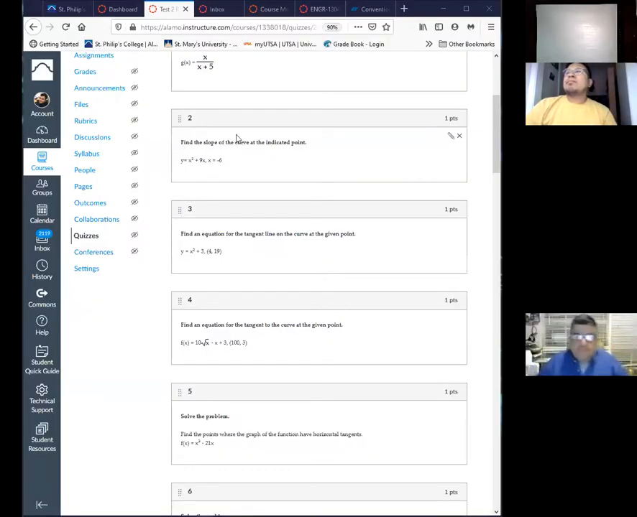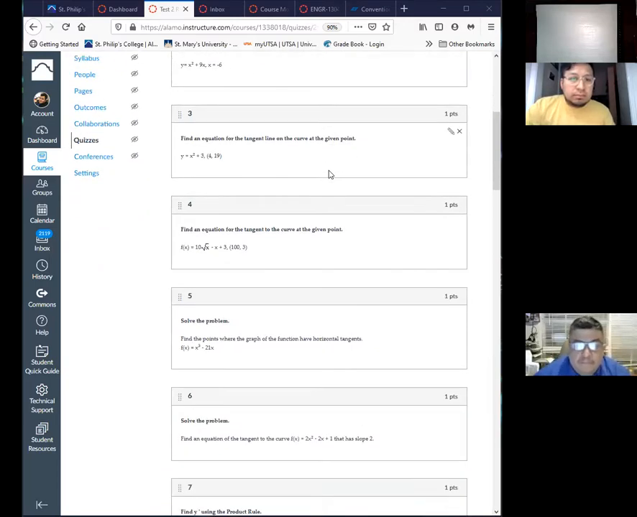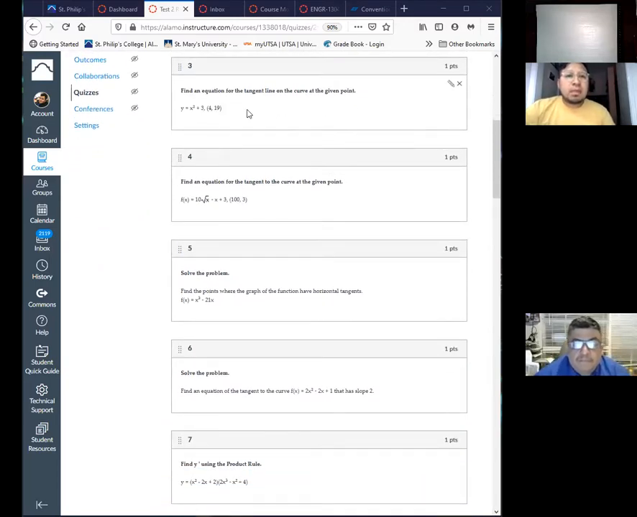Number 2 is find the slope of the curve at the given point. So they give us a point right there, right? All we got to do is take a derivative once and then plug in the number. That's it. Nothing else to do. I'll leave that one for you. Number 3, this one's a little more difficult. Let's do 3.